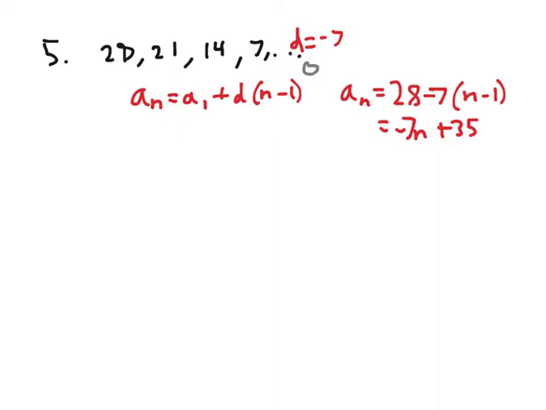And we graph it. The axes are n and a sub n. So now I've chosen a scale, and we just plot the points. So when n is equal to 1, the first term is 28. And when n is 2, we have 21. And when n is 3, we have 14. When n is 4, we have 7. And when n is 5, we have 0.